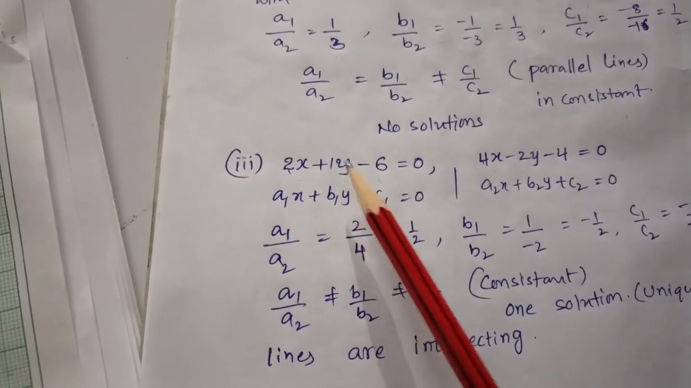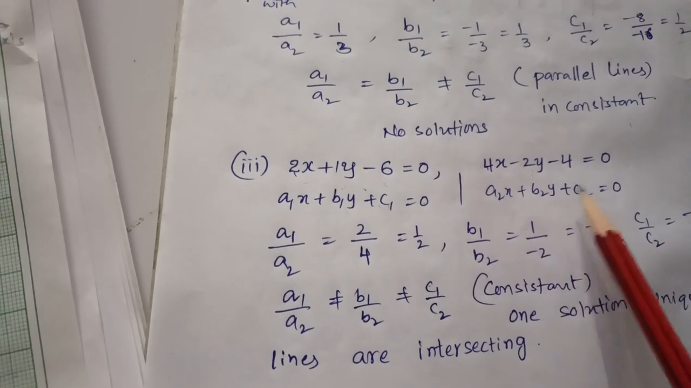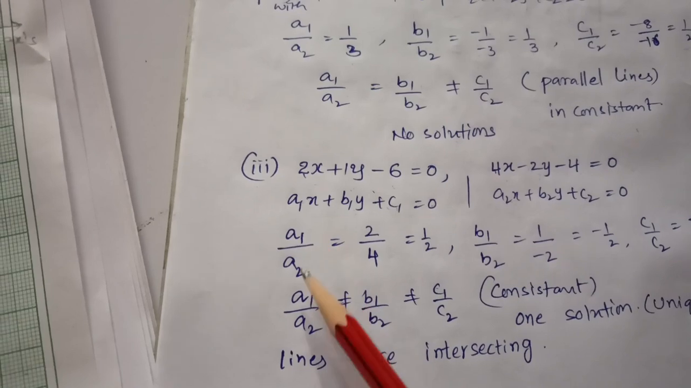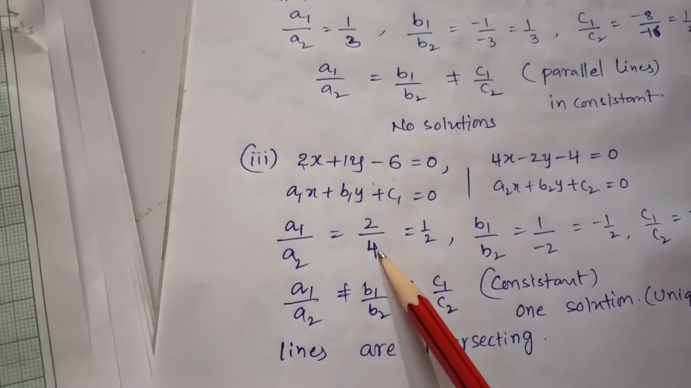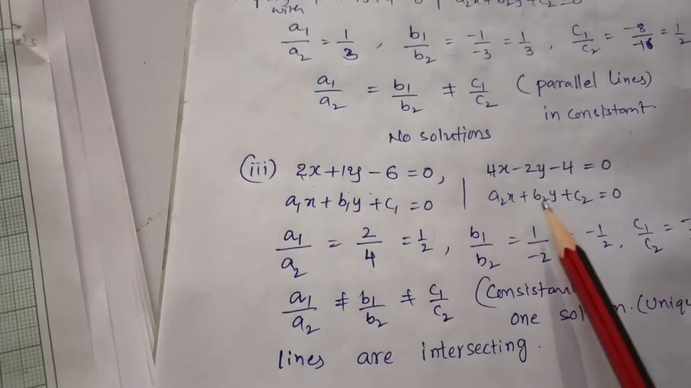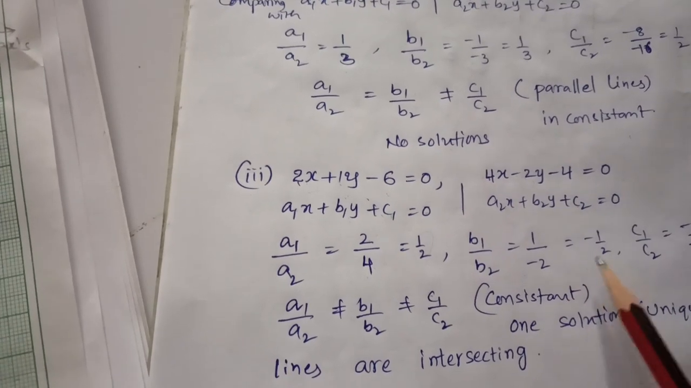a1 is 2, b1 is 1, c1 is minus 6, a2 is 4, b2 is minus 2, c2 is minus 4. Now find the ratios. a1 by a2: a1 is 2, a2 is 4. So 2 by 4, 2 ones are 2, 2 twos are 4, so 1 by 2. b1 by b2: b1 is 1, b2 is minus 2. 1 by minus 2, so that equals minus 1 by 2.